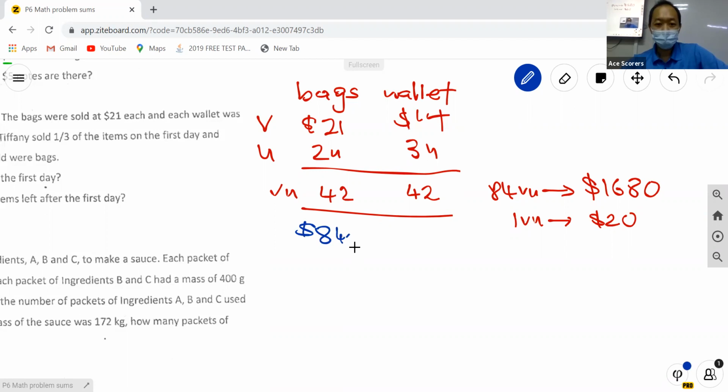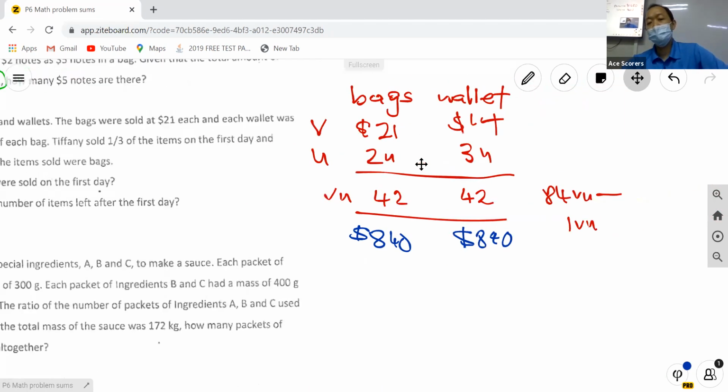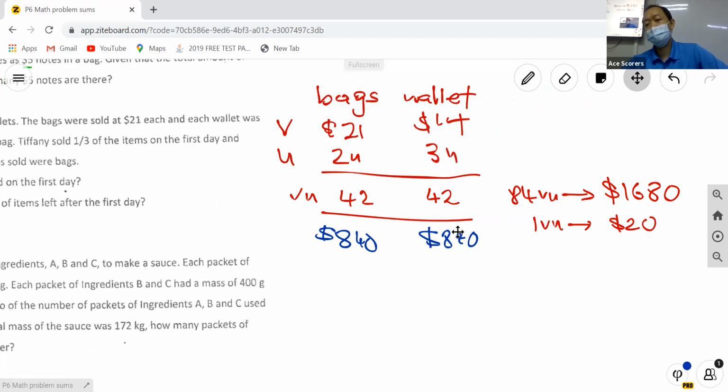Okay, is it correct? Because one VU is $20, so 42 VU will be $840. What's this in Chinese? 840块钱. So here also the same, right? $840. Okay, so we got $840, but what is the question? How many wallets were sold on the first day? All right. You know the VU, right? Total value.